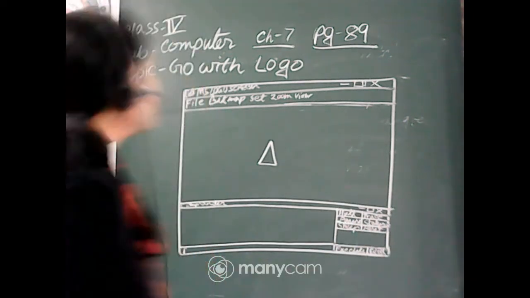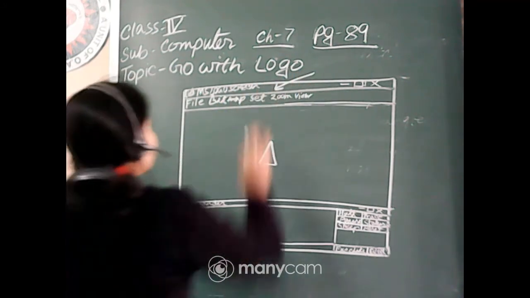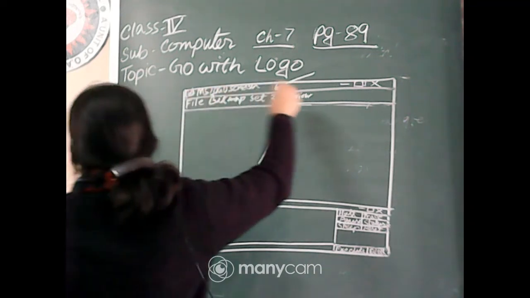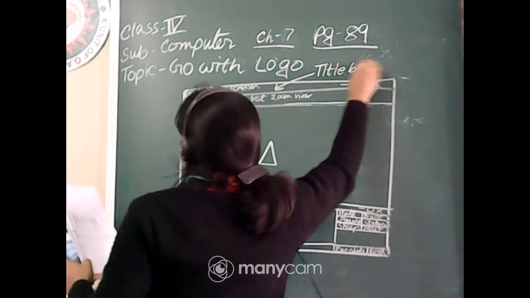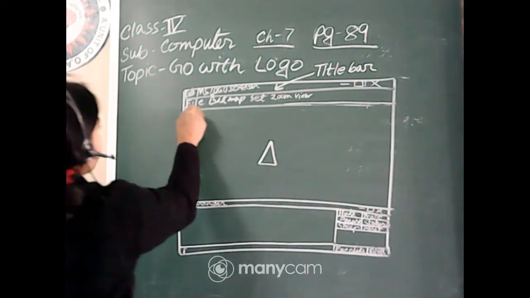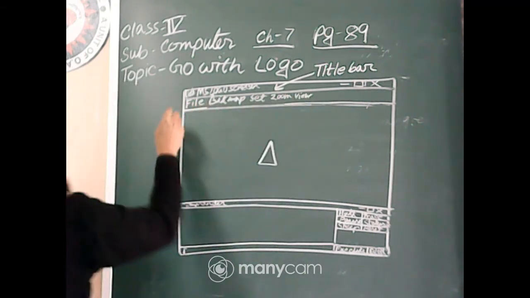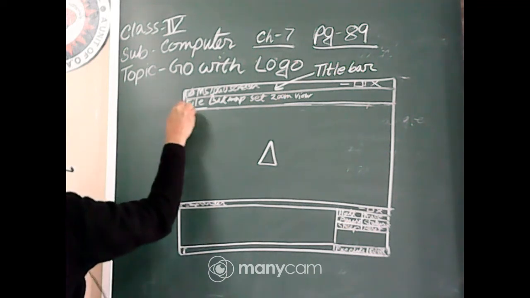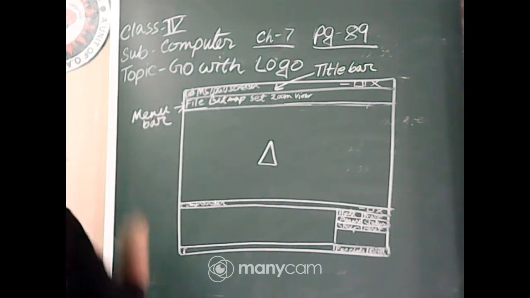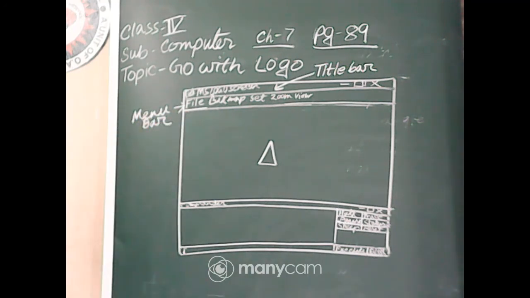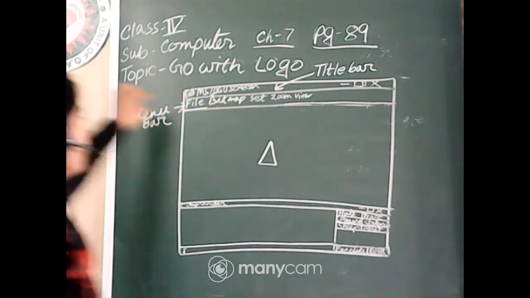Here is written MS Logo screen. First, at the top of the screen, this is called the title bar. When you save something we can see the name here. After this there is File, Bitmap, Set, Zoom, View. These are all menus. This is called the menu bar.